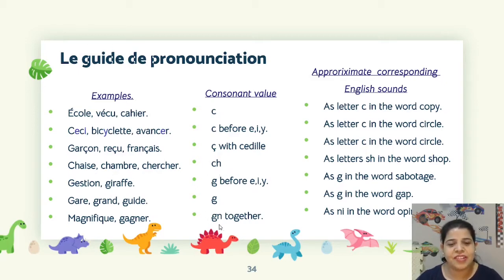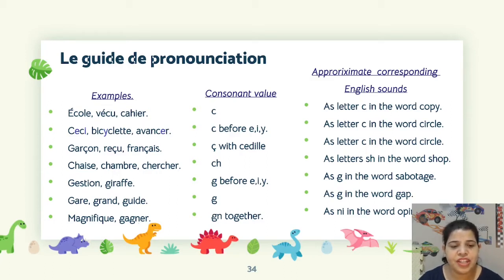G also has a combination with N. GN together. When these two letters are seen together, they have to be pronounced as ni, like in the word opinion. Like here, magnifique. This GN is more or less like the ni in the word opinion. Or gagne.